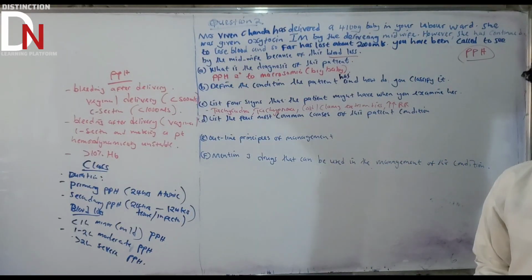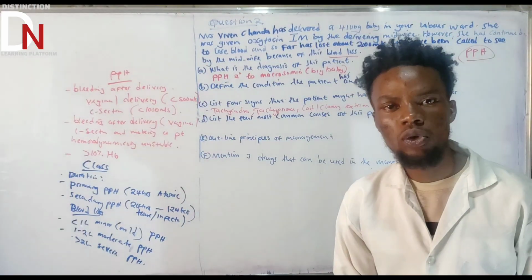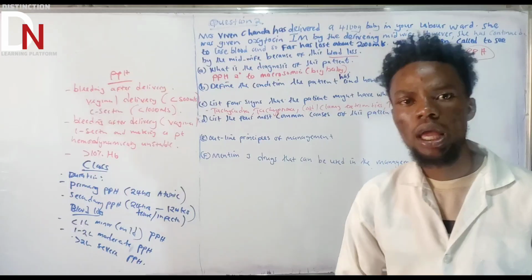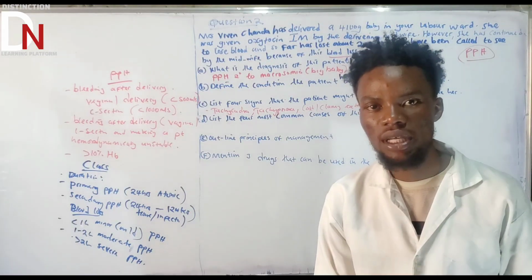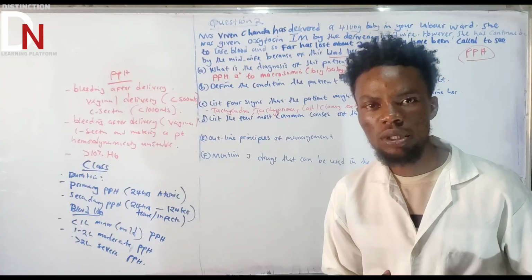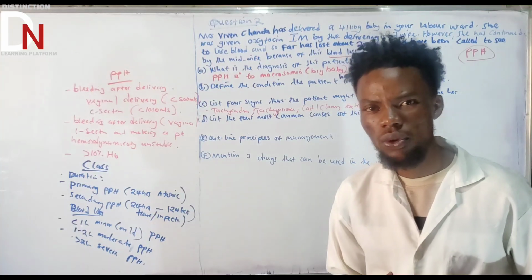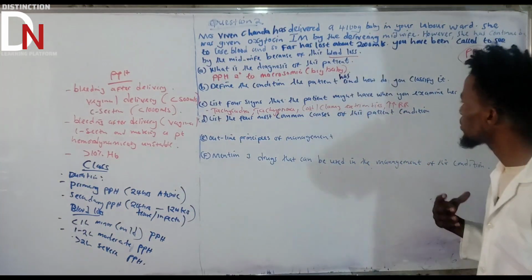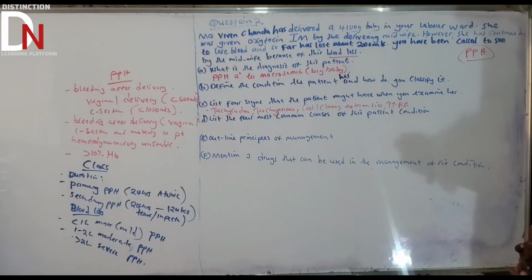Also look at the uterus, it is tender, with lower abdominal tenderness. A lot of signs that you can see after examination. The uterus is boggy and soft, signs of an atonic uterus, one of the causes of PPH. So all those things you can see under the signs.